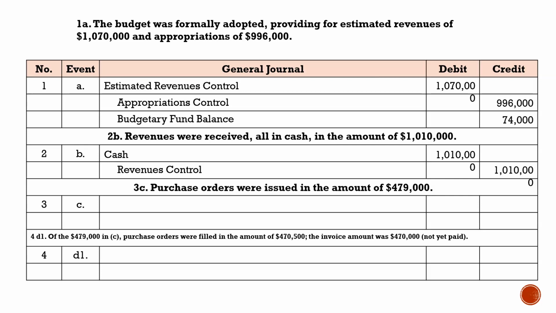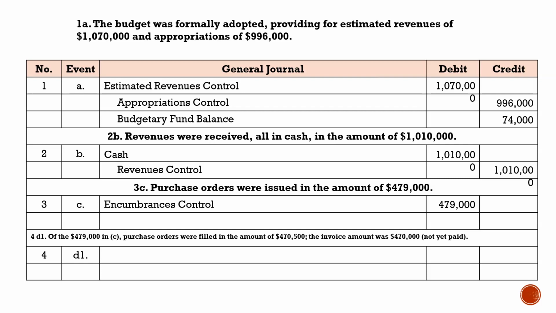Journal entry 3, purchase orders were issued in the amount of $479,000. Now, this is a new set of terms I want you guys to be looking for. These are new key terms that should trigger the names of accounts that you should be using in your brain moving forward. When you see purchase orders issued, that means we are going to be using an encumbrance control account. So we are going to debit that encumbrance control account for $479,000. That is the estimated cost of those purchases. So we're going to debit that.